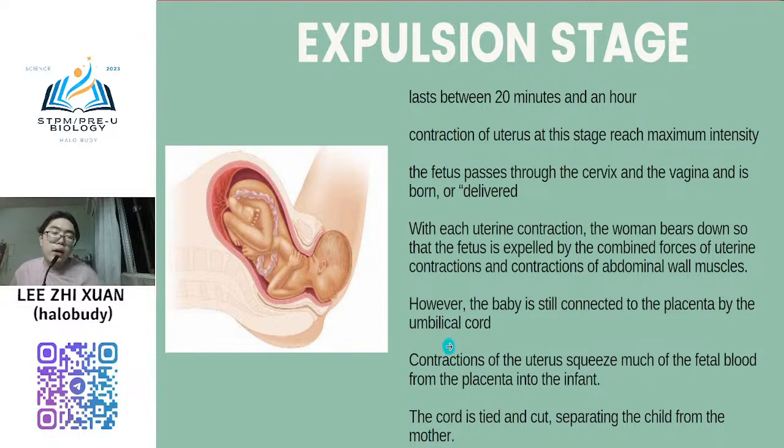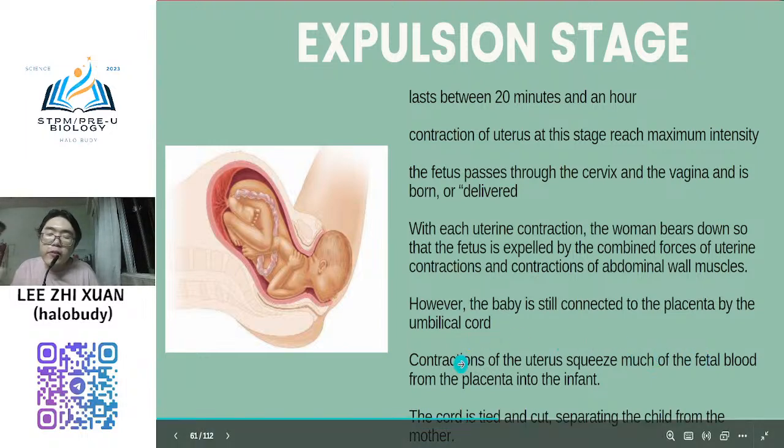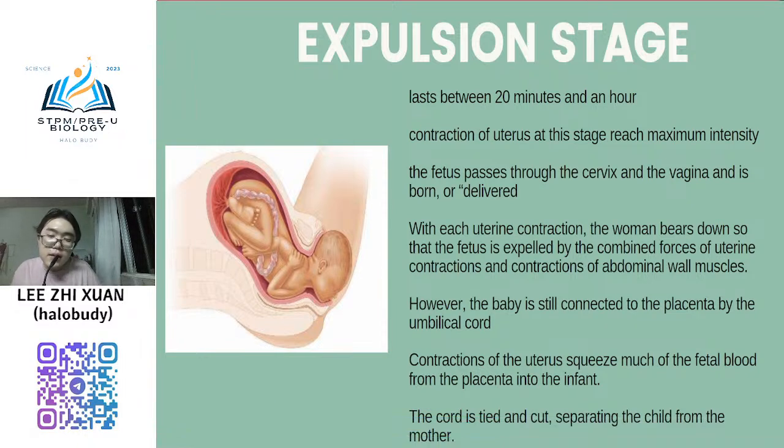So I mentioned about the wire. You will see there is one wire like that, one tube like that connected to the baby. Okay, so contraction will squeeze much of the fetal blood from the placenta into the infant. So this cord is tied and cut, separating the child from the mother.